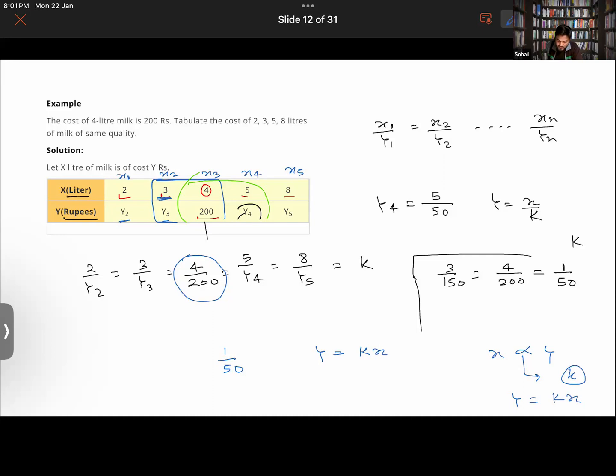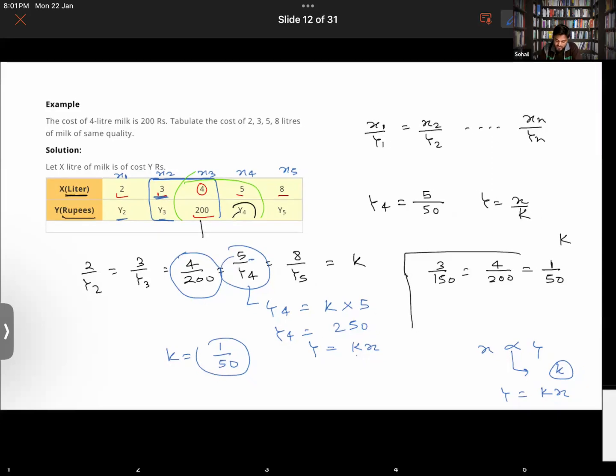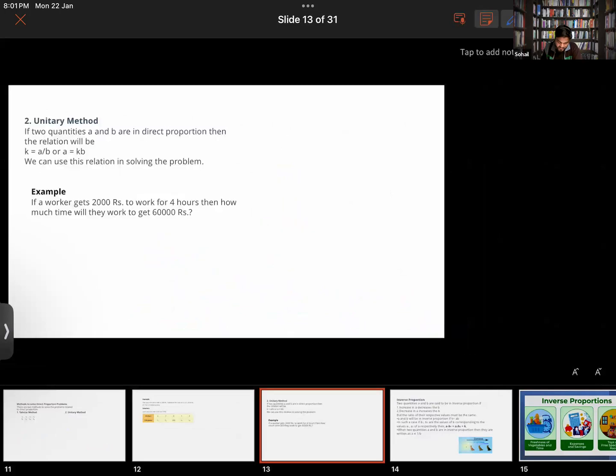So once you have found k, we got 1 upon 50. Is everyone able to relate this or not? So you can find any y here. Let's take this one: y4 will simply be k into x, that is 5 here as x. So y4 is equal to 50 into 5, that will be 250. In this manner, this question can be solved.